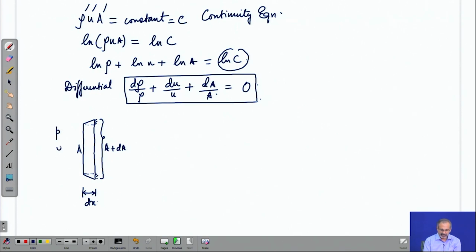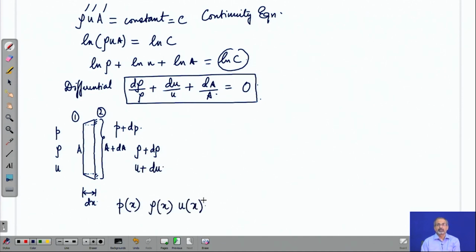Let us mark P, rho, u, etc. on the left hand side. Let us call this say station 1, the other one station 2, and there will be differential changes in all those flow properties, because you have moved a small distance and all these properties are functions of x, and therefore, they are certainly going to change once you have moved through a distance dx.